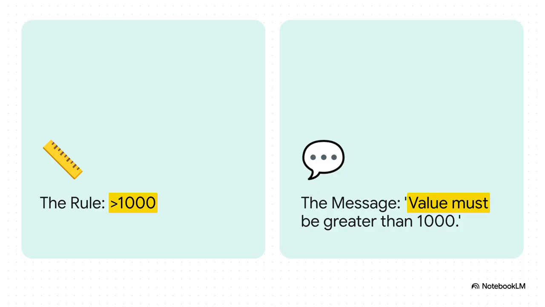On the left, you've got the rule itself. The value has to be greater than 1,000. Simple enough. But the real magic is on the right. When a user breaks that rule, they don't just get a generic error. They get your custom message, telling them exactly what they did wrong and how to fix it. You're not just blocking bad data. You're actually guiding the user.